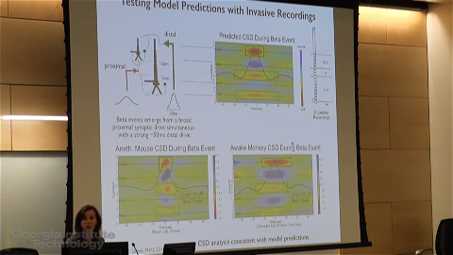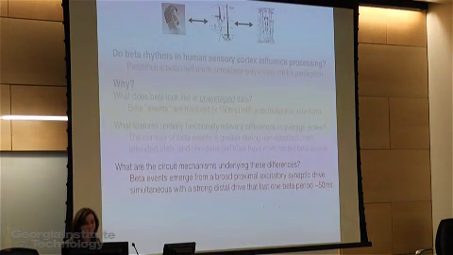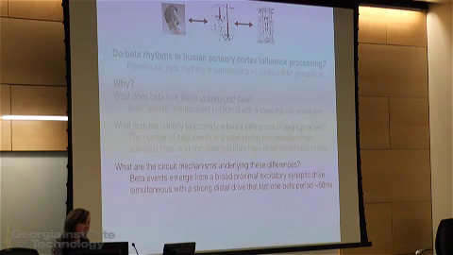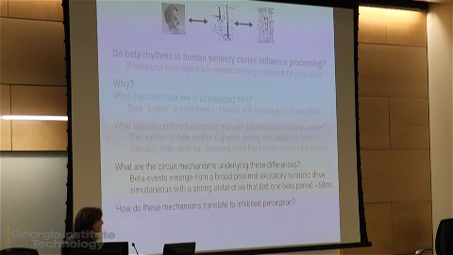And so this is initial confirmation that these predictions that we're getting out of the model are holding up with our invasive recordings, which is, as you can imagine, super exciting for someone that builds neural models. Okay, so now we've answered the question, what are the circuit mechanisms underlying these differences? Beta events emerge from a broad proximal excitatory synaptic drive that's simultaneous with a strong distal drive that lasts 50 milliseconds. So now to the ultimate question.